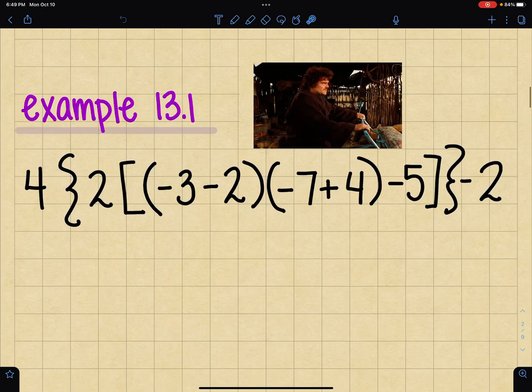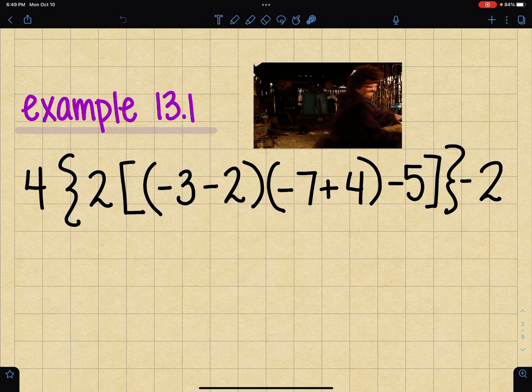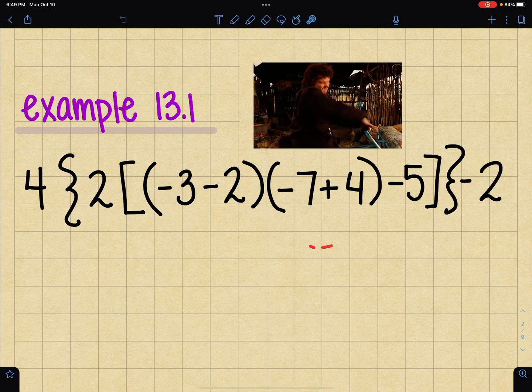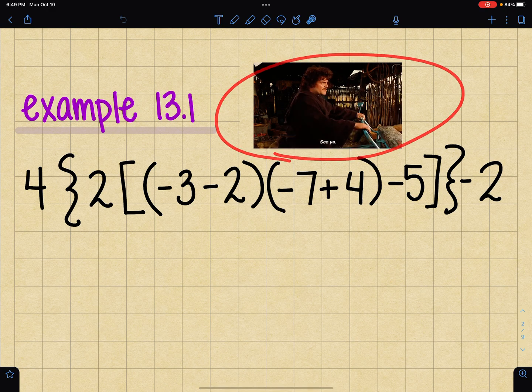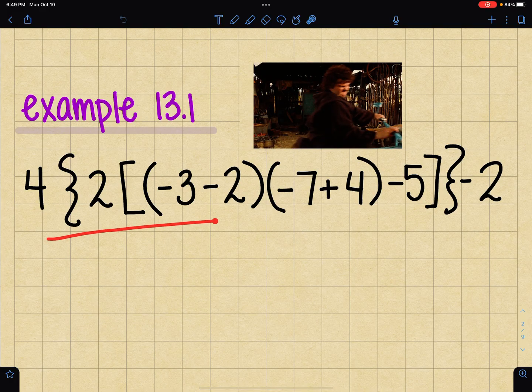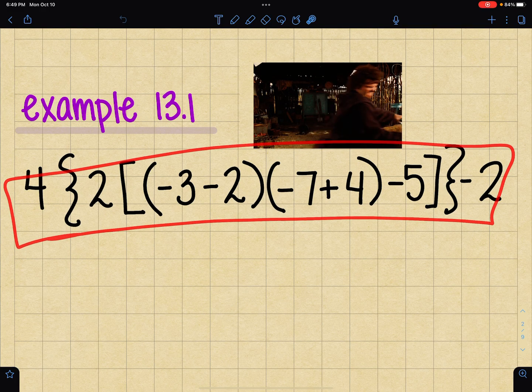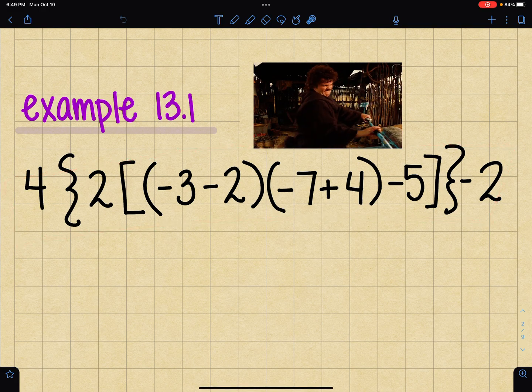Let's try it. We're going to do example 13.1. Here we go. Remember to find the Jack Black in you, and we'll find a nucleus in the center of this. So here we go. This is the big, long thing that we have to figure out. All right.